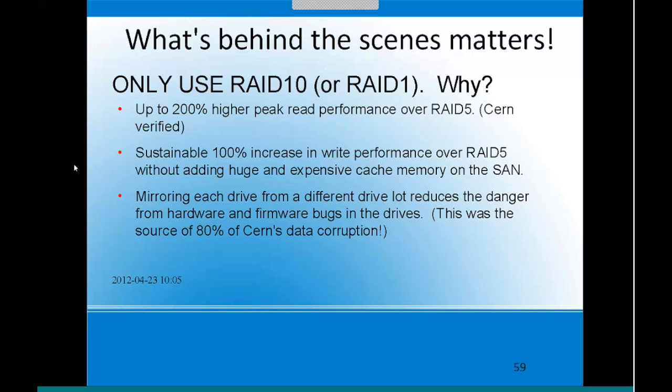Mirroring each drive from a different drive lot reduces the danger of hardware and firmware bugs causing data corruption on your drives. It also reduces the possibility that a second drive from the same hardware lot failing within a short time after the first drive failure will cause you to lose any data, because the mirror drive will have been made from a different hardware lot, and therefore is less likely to fail.